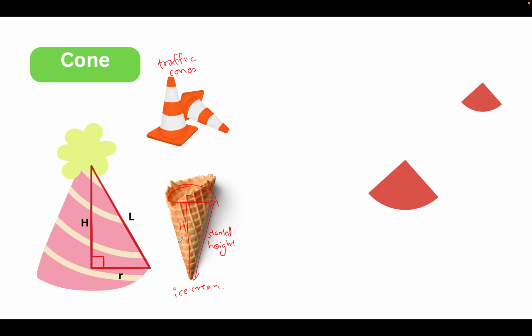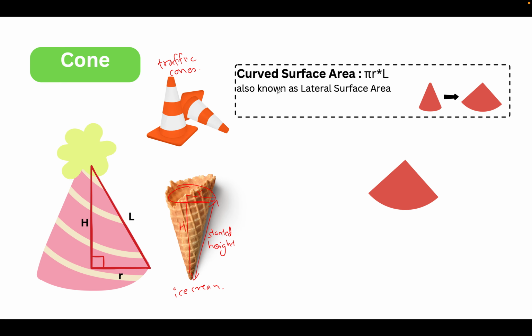Now moving on to the curved surface area of a cone. The curved surface area is also known as the lateral surface area. This is the area of only this part of the cone and not the base. So the formula of the curved surface area of a cone is pi r into L.